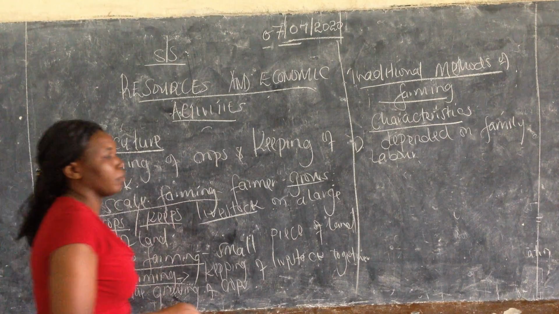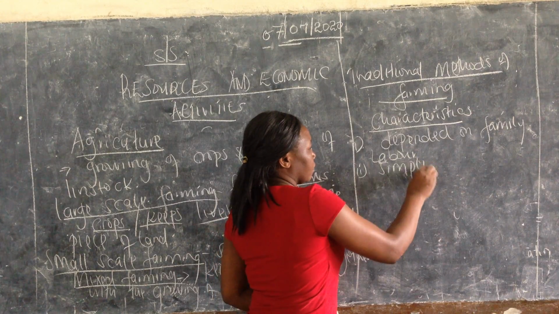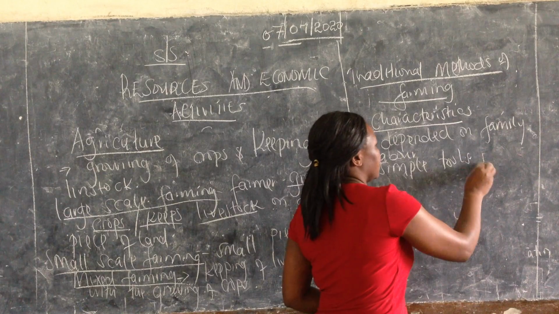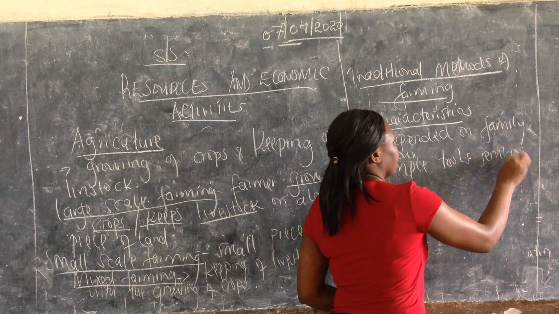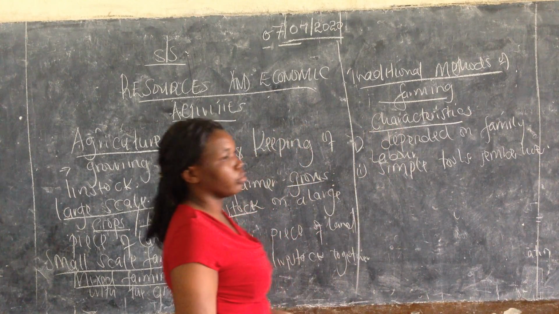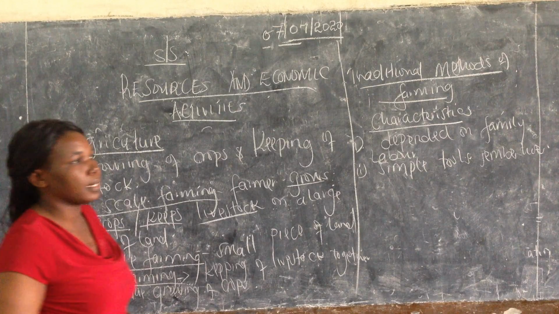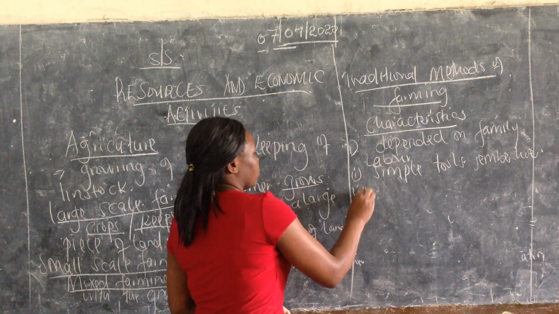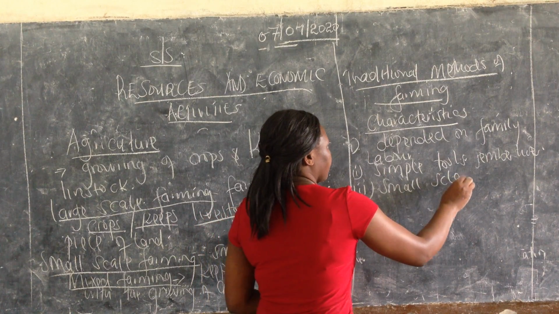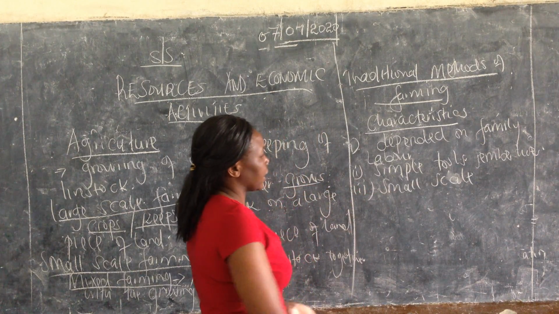Another characteristic is that farmers used simple tools. Here we have jembes, hoes, etc. Simple tools that can be used by people. We also have that farming was on small scale.